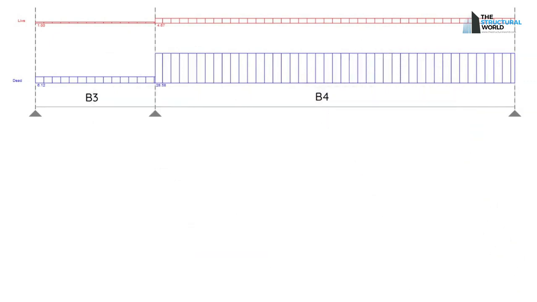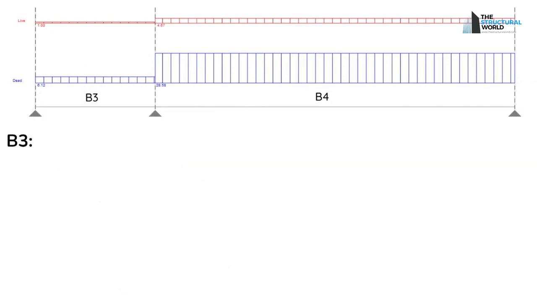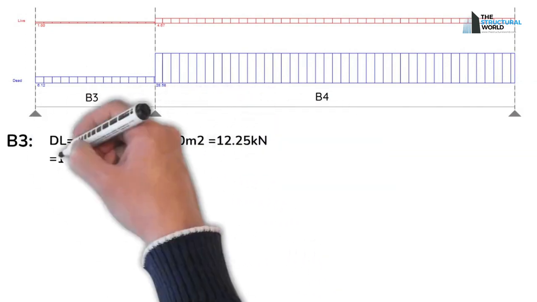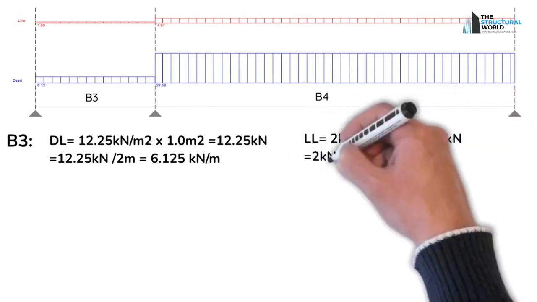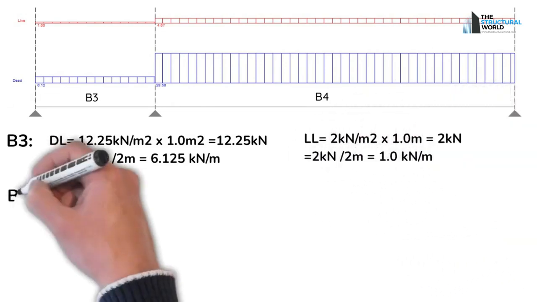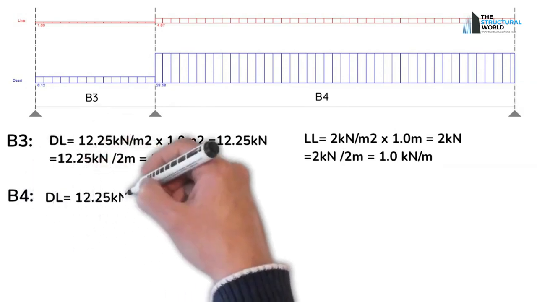To distribute it along the beam, multiply these areas with the dead load, superimposed dead load, and live load to get the actual load distribution in kilonewtons. Dividing the actual load distribution into the length of the beam will give you the uniformly distributed load in kilonewtons per meter.